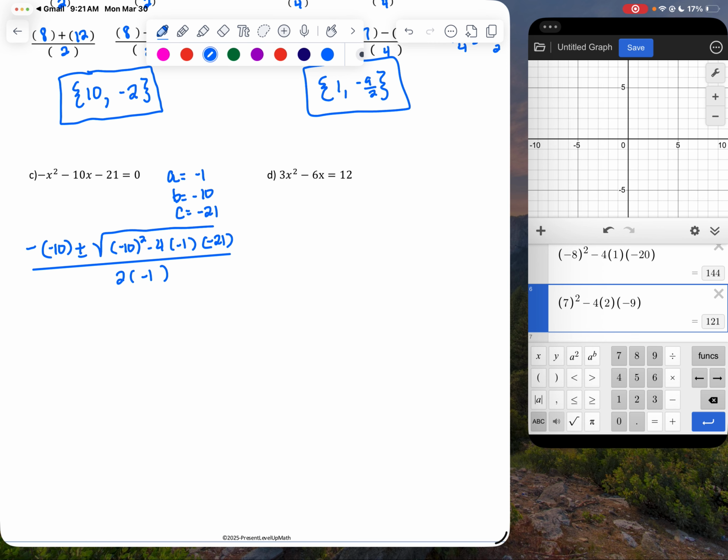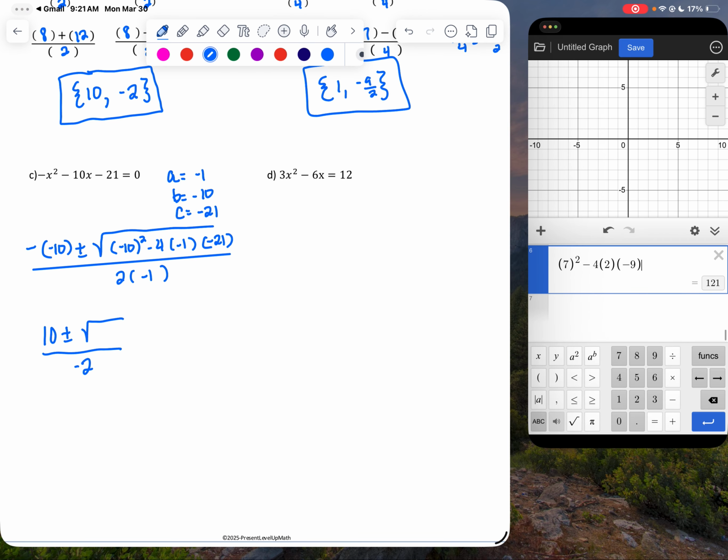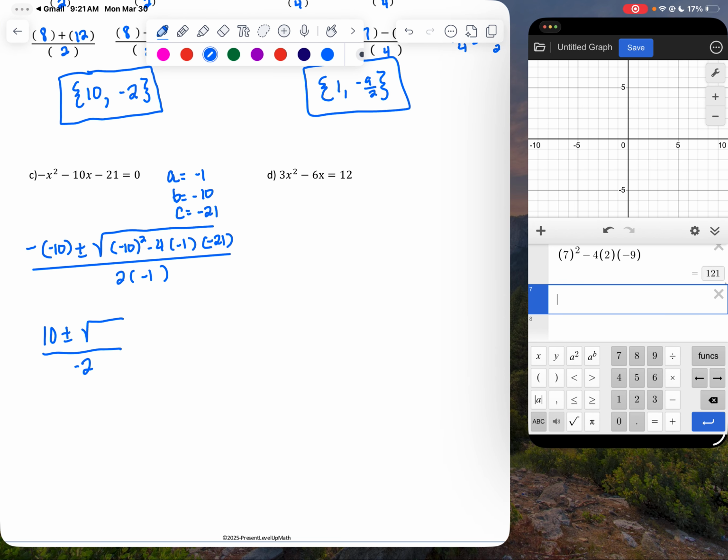All right, now we're going to simplify this. The opposite of -10 is +10, plus or minus. Then draw an empty square root over 2 times -1, which is -2. Now what we have to do is figure out what goes under that empty square root. So I'm going to come over here to my calculator, start with my parentheses, -10 parentheses squared minus 4 parentheses -1 parentheses -21 close parentheses. And that gives me 16.